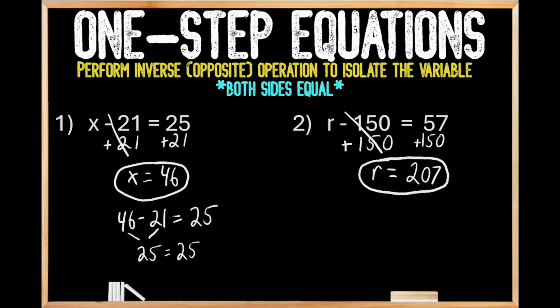And just so we can make sure that we have the correct answer here, we're going to plug in our value for r into our original problem. So we had 207 minus 150 equals 57. And when we take away 150 from 207, we get 57. And now since both sides of the equation are equal, it means that we have the correct answer. R is equal to 207.